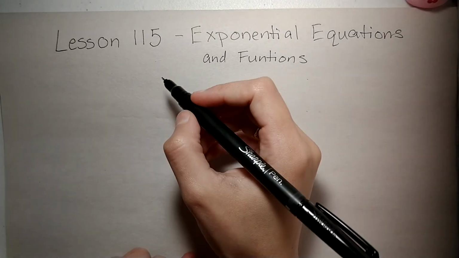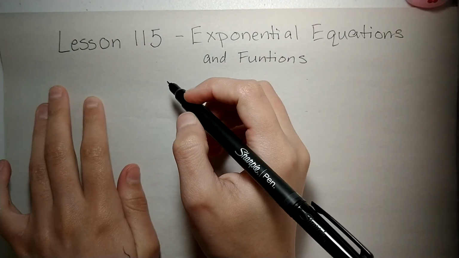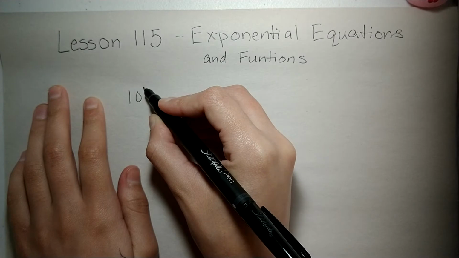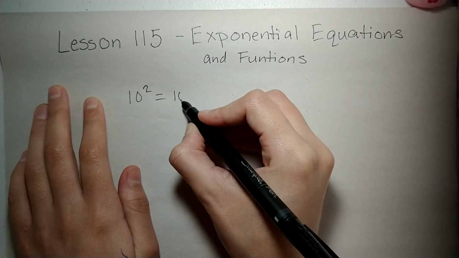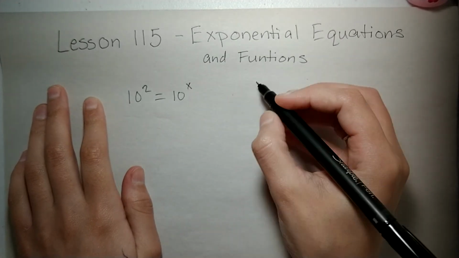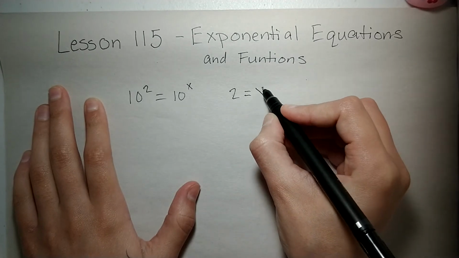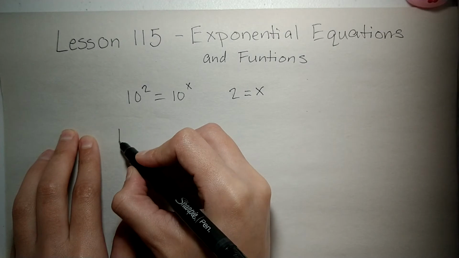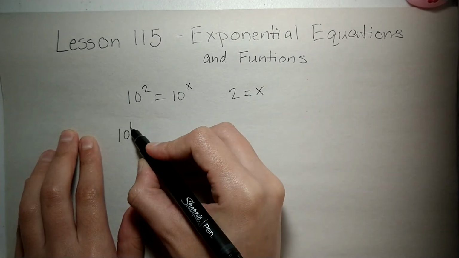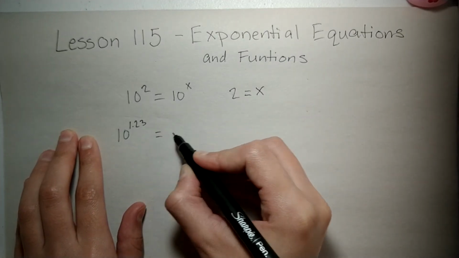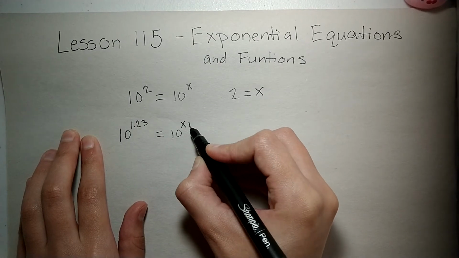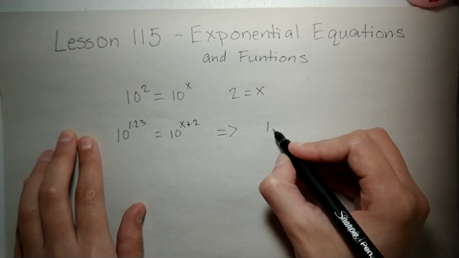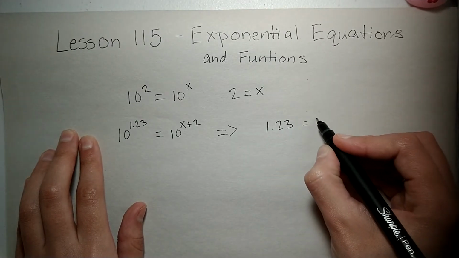So I believe we talked about the exponential rules. So we know that 10 squared equals 10 to the x, therefore 2 equals x. So if we get some slightly more unusual exponents, we can still say that the exponents are equal.